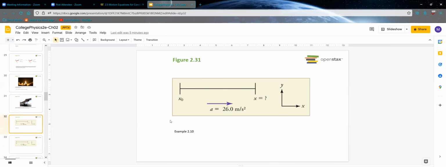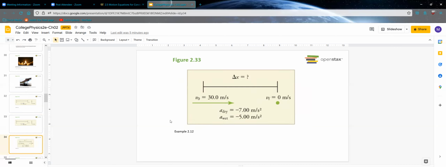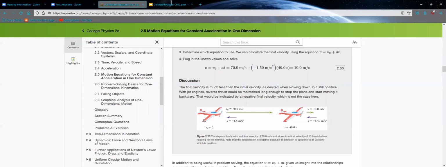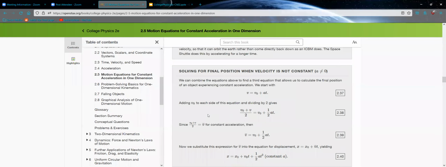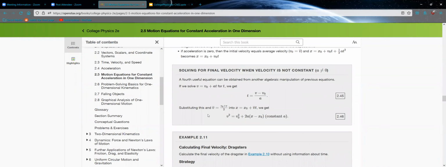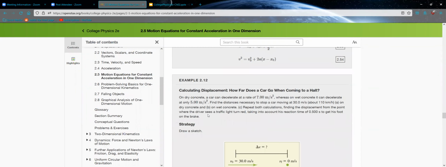This is exactly what I'm talking about here. I can ask you for a location given acceleration, or a velocity given an acceleration. Both of those are determinable. You just need to find the equations and the knowns and the unknowns. Let's do example 2.12 for that. 11, and here we go, 12.